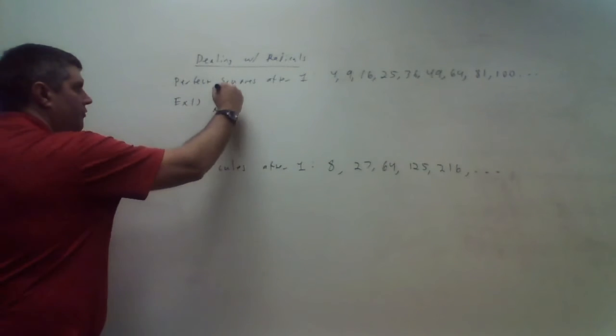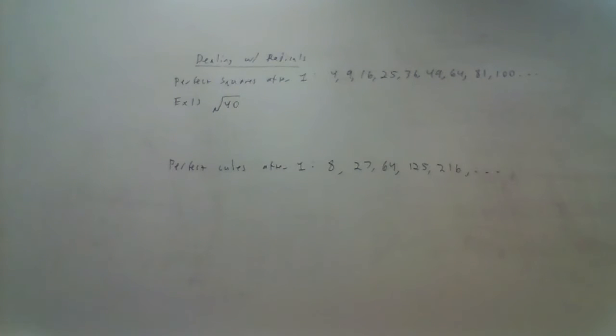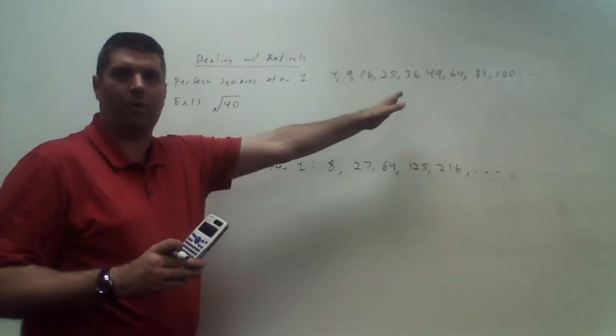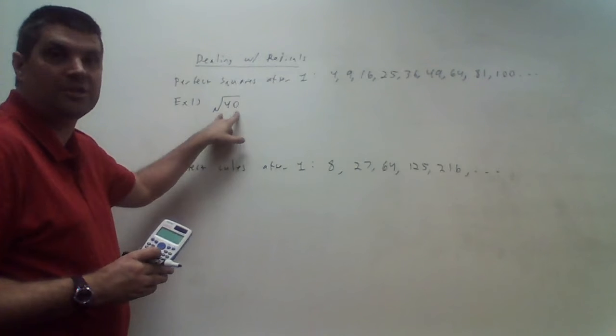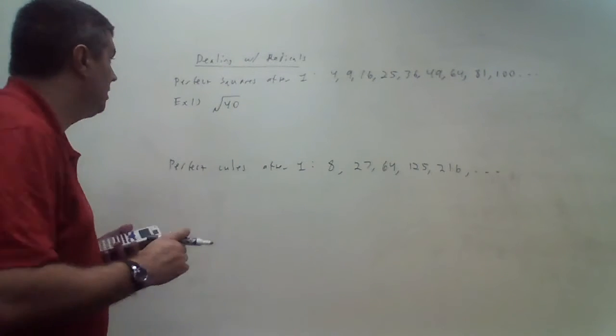I'm doing the square root of 40. What you do, and I'm going to grab a calculator, is you find the highest number on this list which divides 40. Now, 40 is divisible by 2 and 20, but none of those are perfect squares.